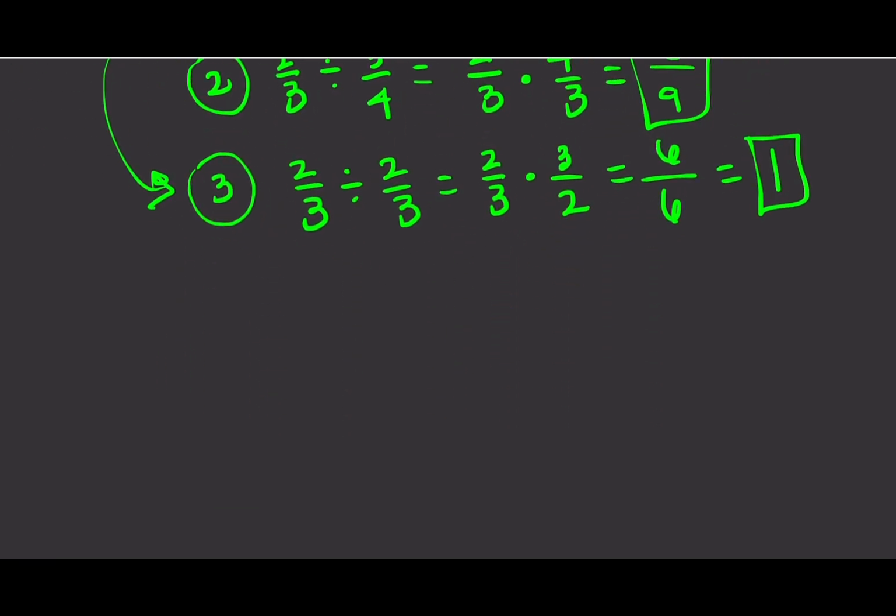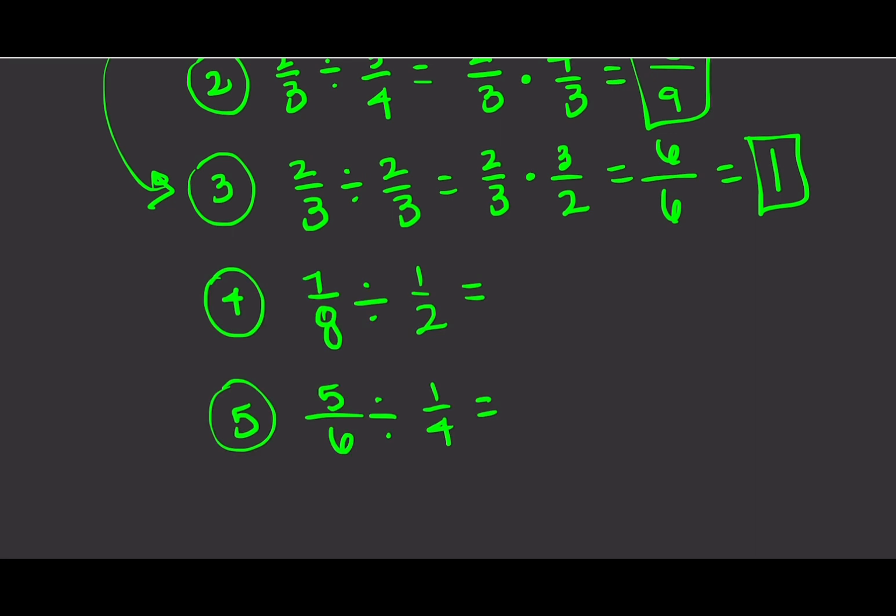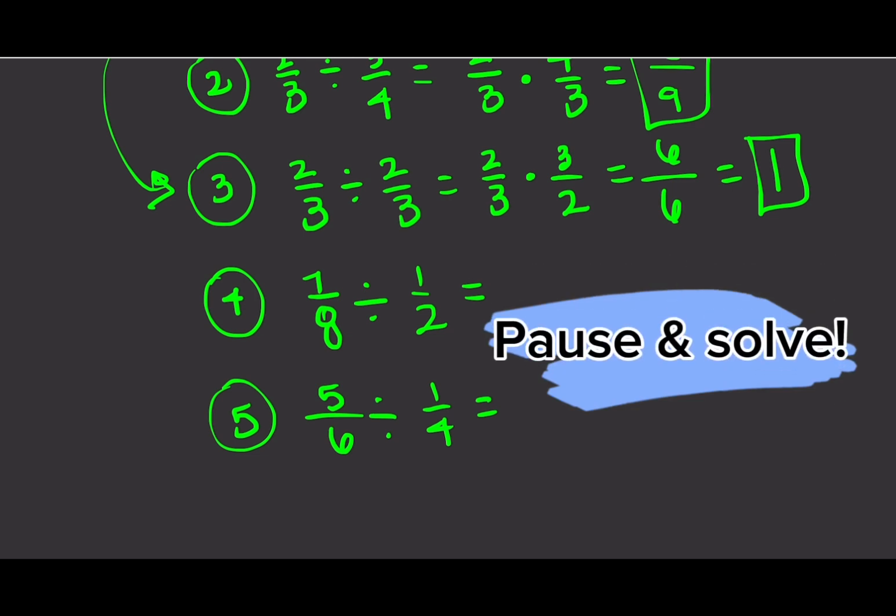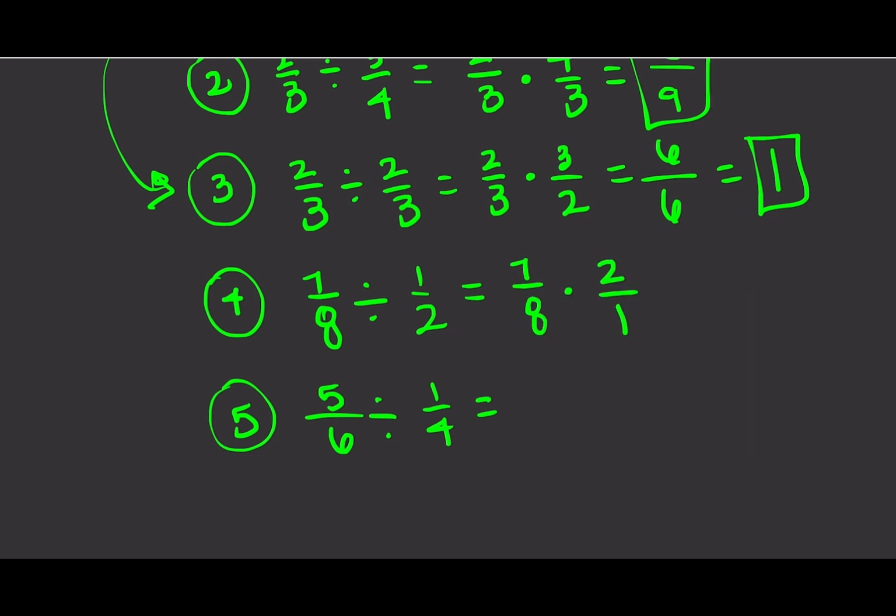Okay, I'm going to throw 2 more examples up here. Find the quotient of both of these examples, and you are going to pause this video, solve, and then check your answers once you've tried. Your first step is to rewrite the question. Your second step is to multiply straight across.